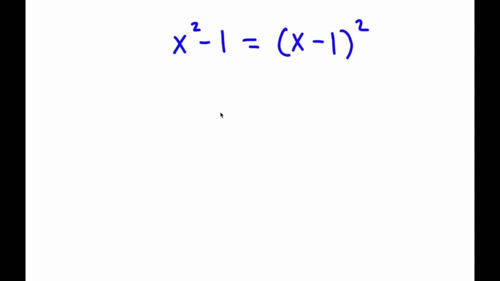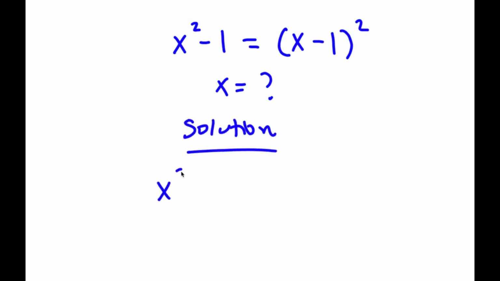Alright, so in this problem, I have x squared minus 1 is equal to (x minus 1) squared. So I want to find the value of x here. So to start, my solution: first start with x squared minus 1 is equal to (x minus 1) squared.